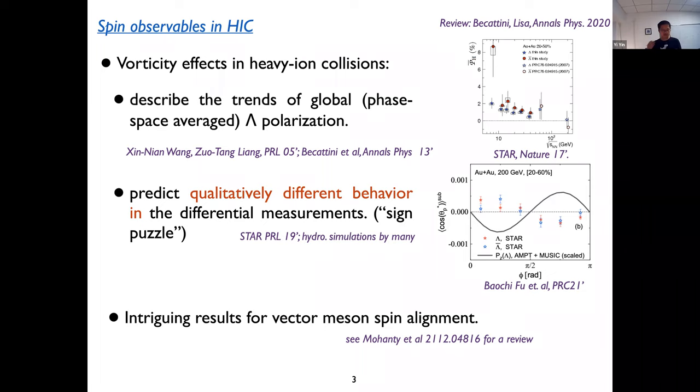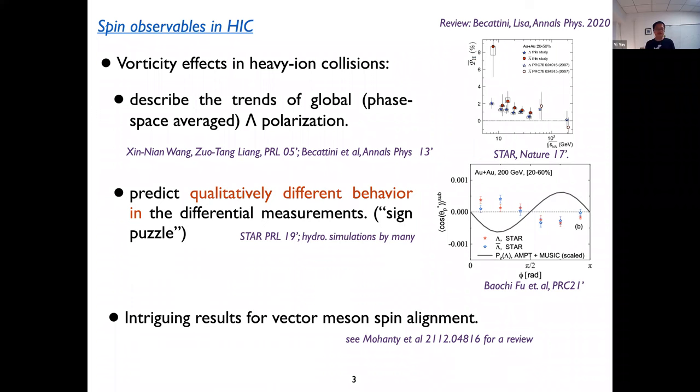Finally, let me mention that the Lambdas are fermions, but we can also measure the bosons: the spin alignment, or components of the spin density matrices of the vector mesons. The results are equally interesting and intriguing. These are the references. In short, all those measurements suggest two things. First, it is possible to measure the spin observables. Second, the coupling between the spin degrees of freedom and the medium is highly non-trivial. If you have any questions, please stop me.